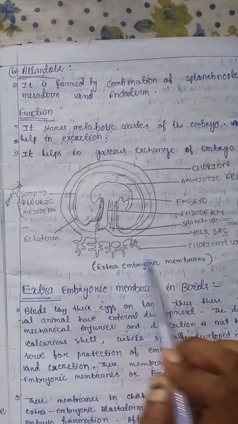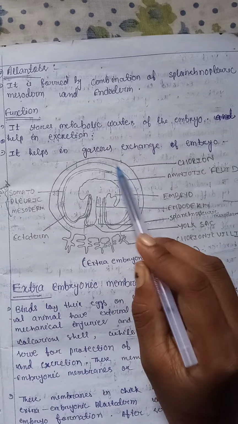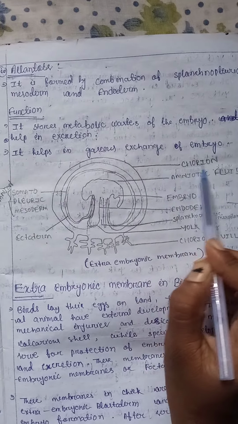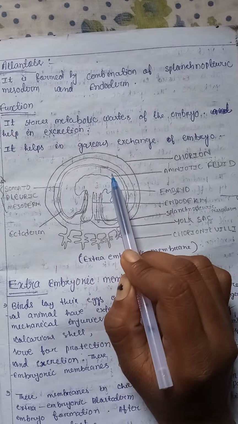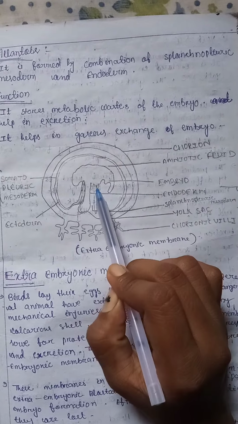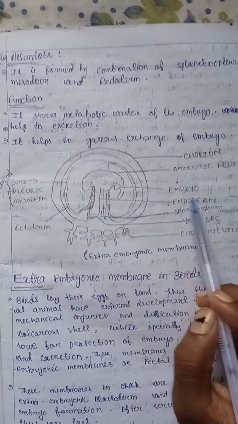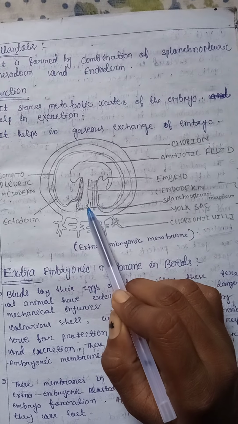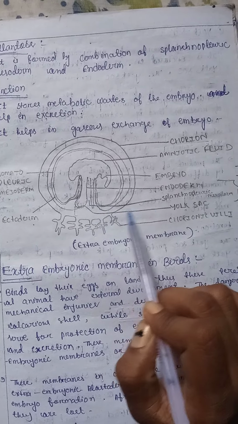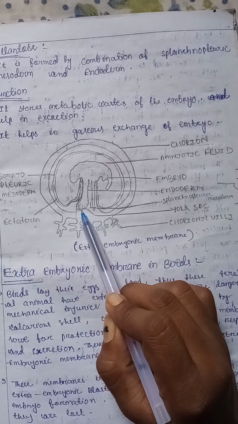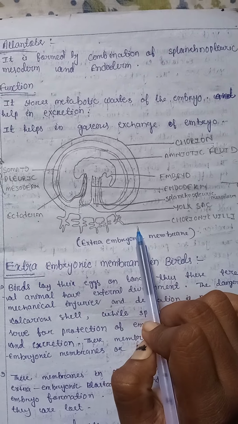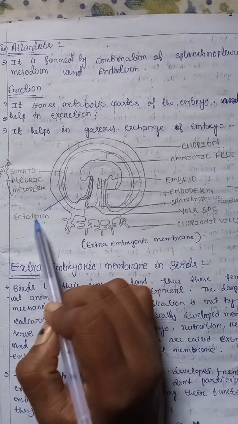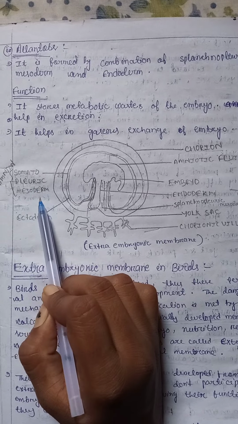So this is the extraembryonic membrane. The outer layer is chorion. Then this is amniotic fluid. This is the embryo, and this is endoderm. This is splanchnic mesoderm, and this is the yolk sac, and this is chorionic villi. This is ectoderm, and this is somatopleuric mesoderm.